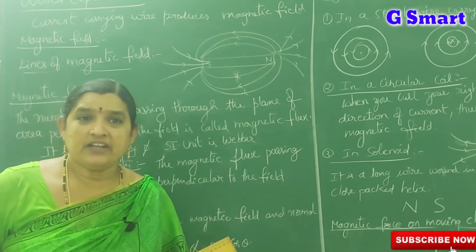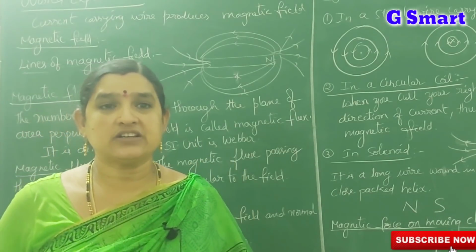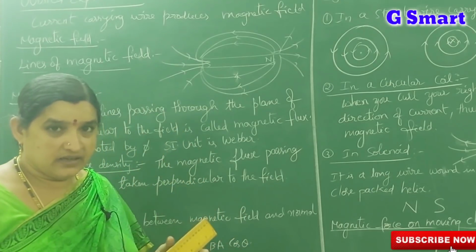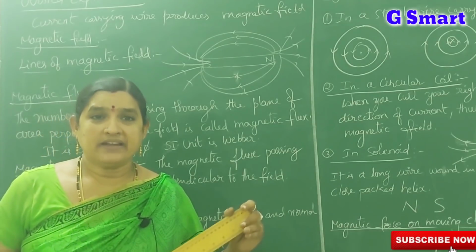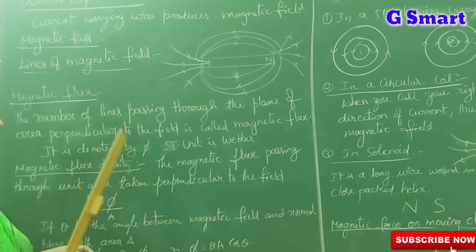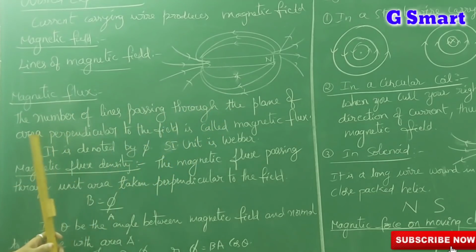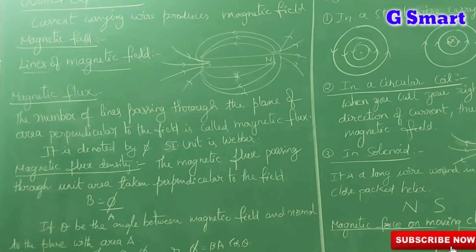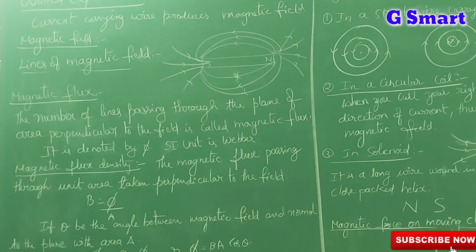The number of magnetic field lines passing through a particular area is called magnetic flux. That is denoted by phi. See, magnetic flux: the number of lines passing through the plane of an area perpendicular to the field is called magnetic flux. It is denoted by phi. The SI unit of magnetic flux is Weber.